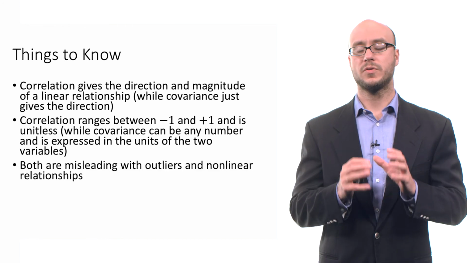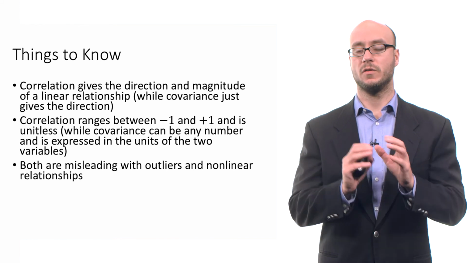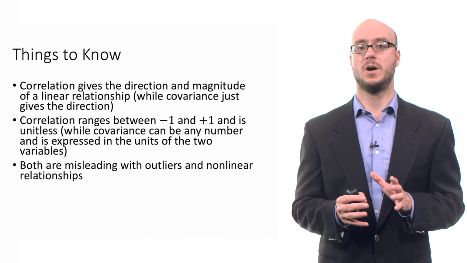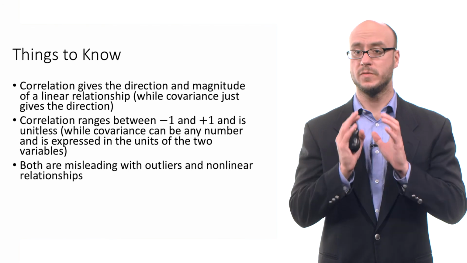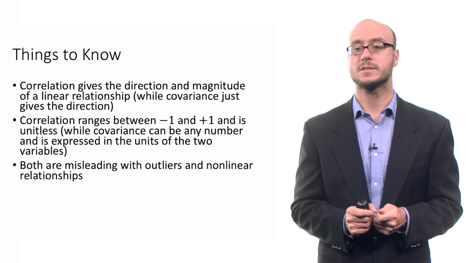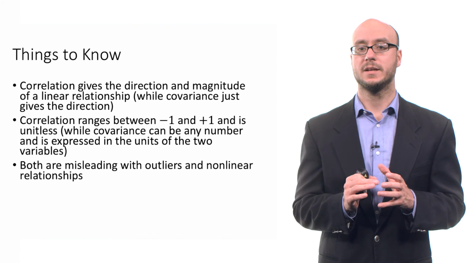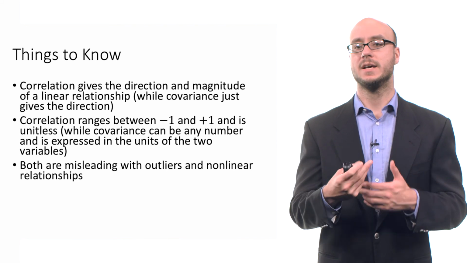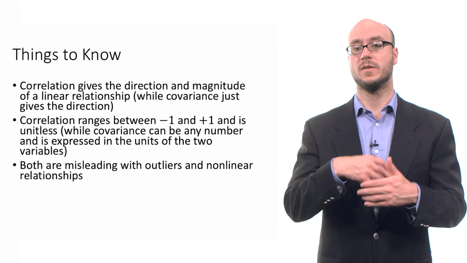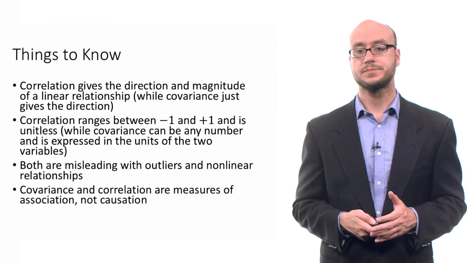Both covariance and correlation can be misleading, because they're based on the mean of x and the mean of y. And the mean of x and mean of y are sensitive to outliers. And so covariance and correlation are sensitive to outliers. As well, they are potentially quite misleading if the actual pattern in the data suggests some kind of nonlinear relationship is going on, some sort of upside down U, or some sort of squiggly lines, some sort of curve.